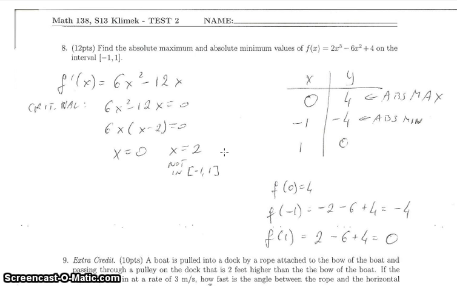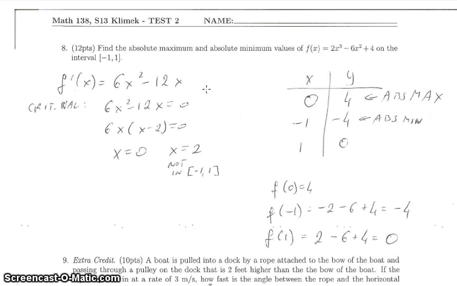So first find the critical values. You find the critical values by taking the derivative, which is 6x squared minus 12x, and setting it equal to 0. You factor out 6x and set each factor equal to 0, so you get x equals 0, x equals 2. Now x equals 2 is not in this interval from -1 to 1, so you reject it. You don't take it into consideration when you move on to actually finding the maximum and minimum values.